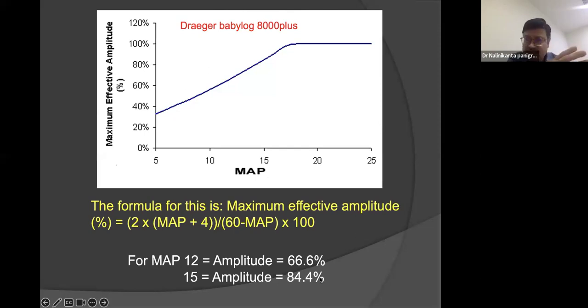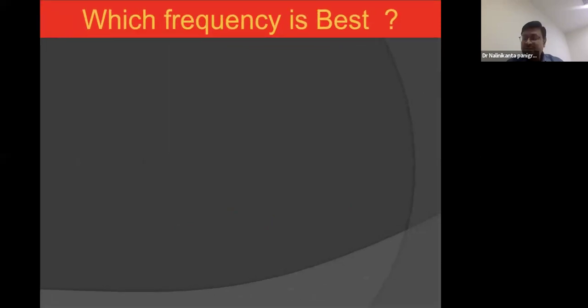So if the carbon dioxide washout is not happening, adequate wiggle is not happening, then probably you have to choose your frequency wisely and you have to increase the mean airway pressure as per the need. If you have a baby lung, the guideline is a little different. And coming to the mean airway pressure, amplitude, FiO2, how to choose the frequency.